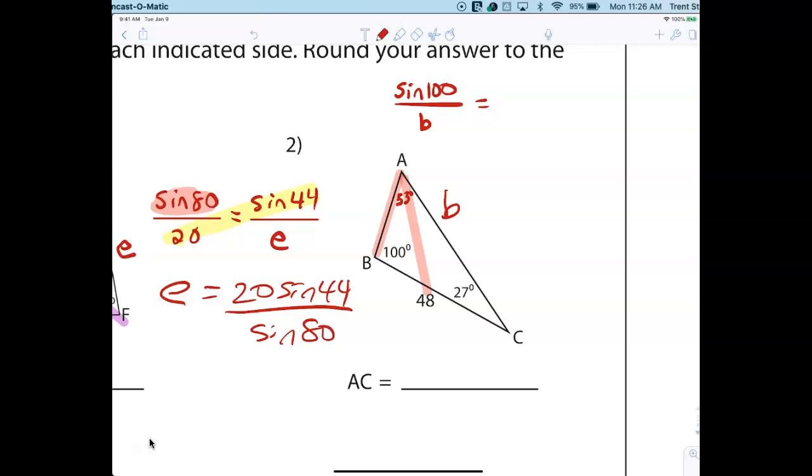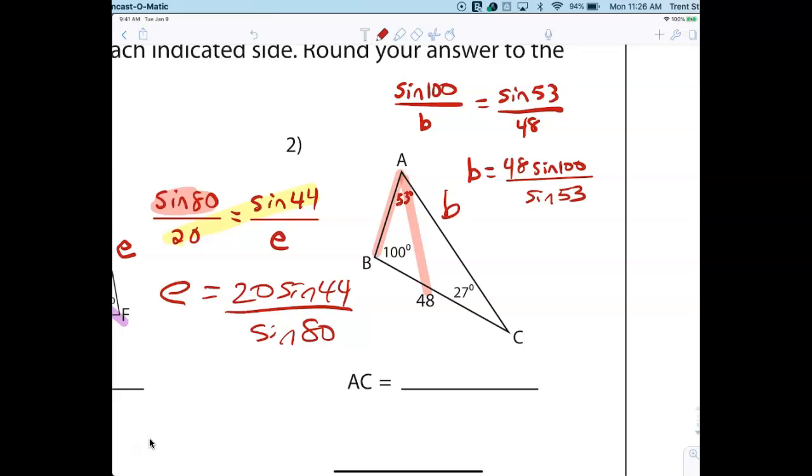Jackson, what is it? Sine 100 over B equals sine 53 over 48. Exactly correct. Everybody happy with that? And now we just say B equals 48 sine 100 divided by sine 53. Beautiful. Notice I'm writing the solution. I just don't want the answer.